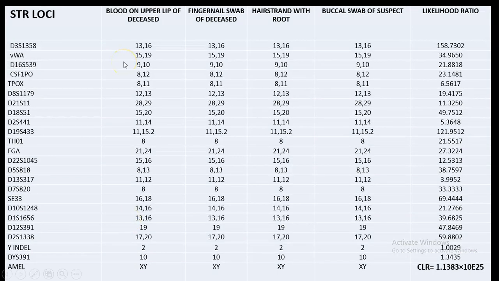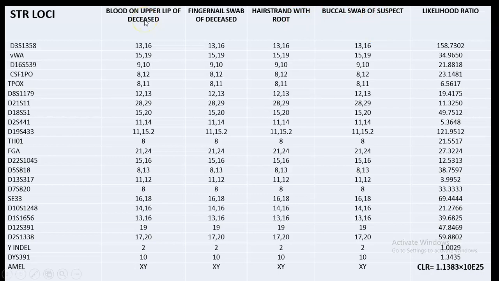Once again, another comparative analysis was also done. So these are the various STR markers or loci. This is the blood that was found on the upper lip of the deceased woman. This is the fingernail swab of the deceased woman. This is the hair strand with its root found in the room of the deceased woman. And these samples were compared to the buccal swab sample from the 34-year-old auto mechanic suspect.